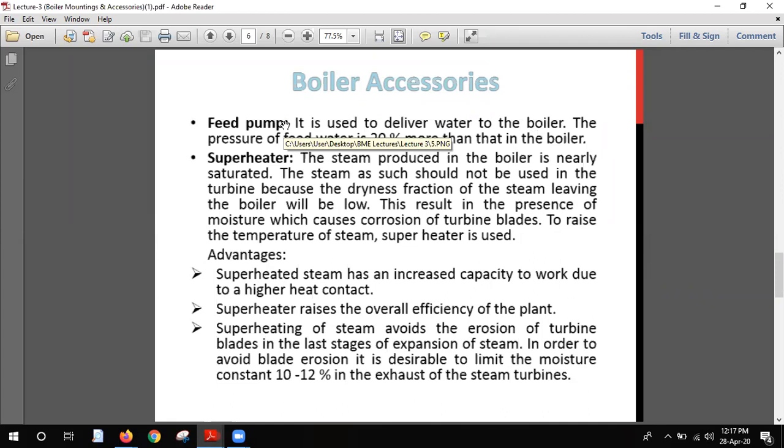So it is not exactly directly connected, that means not directly touching. It is indirectly connected. It delivers water to the boiler, so it acts as an accessory for the boiler. But it is still a very important component for the steam turbine. The feed pump is an accessory for the boiler.